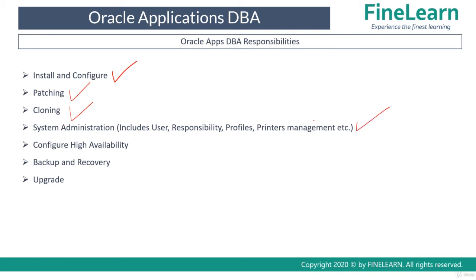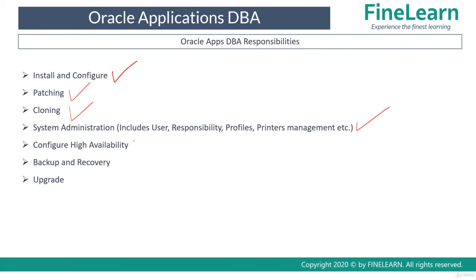System administration here is not the typical system administration we hear about in the IT world, like Windows administration. System administration for an Oracle Labs DBA means administration such as user creation, assigning responsibilities to users, profile management, printers management, and concurrent processing management, which is related to reports, for example, and all these things which we mostly do in the front end. So these are called the system administration activities. We'll see all of these in detail in the next chapters.